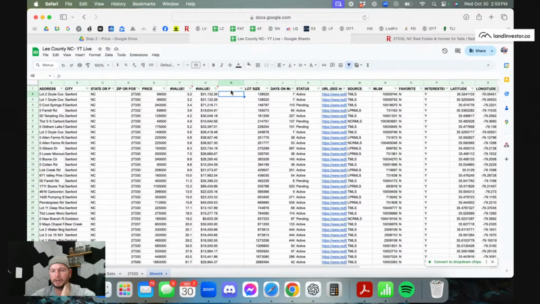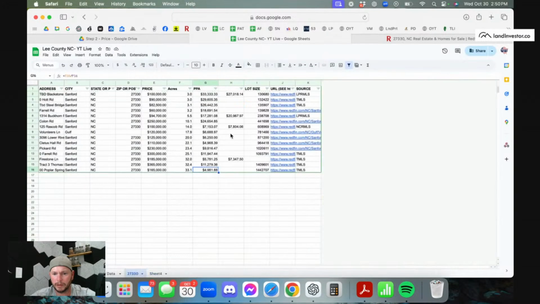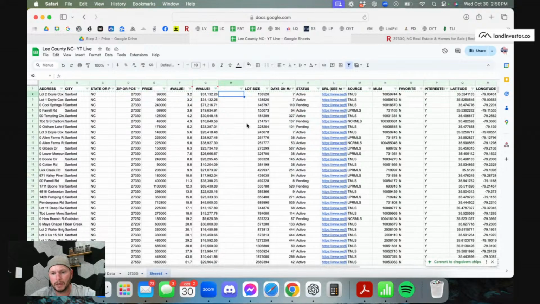Okay. All right. So we can do the same stuff we did here. PPA, we could do averages. So here we did averages and all that stuff. But I'm going to look at this data first. Kind of want to see some of the outliers.